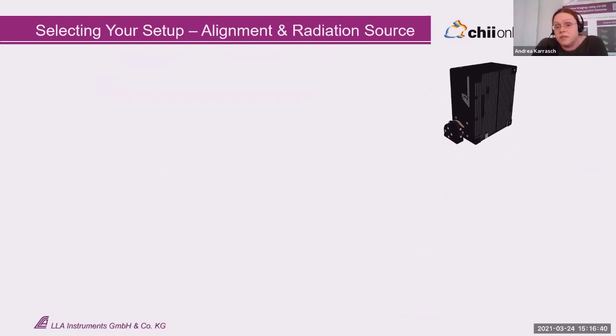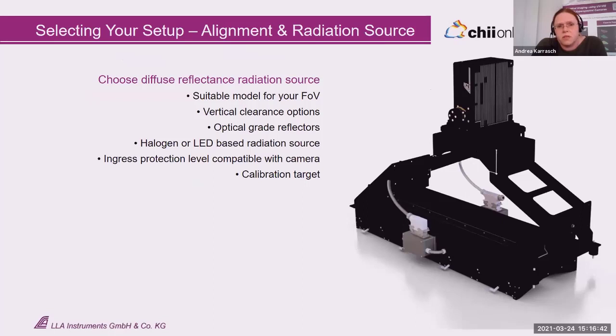Yeah, you not only need a camera, unfortunately, you probably also need a suitable diffuse reflective radiation source, because you cannot rely on the environmental natural light situation. There you will also need to check if there's a suitable model for your selected field of view. And you need to make sure that you have the suitable vertical clearance option, meaning that you have enough free space between the optical unit itself and the material on the belt or in the freefall setup.